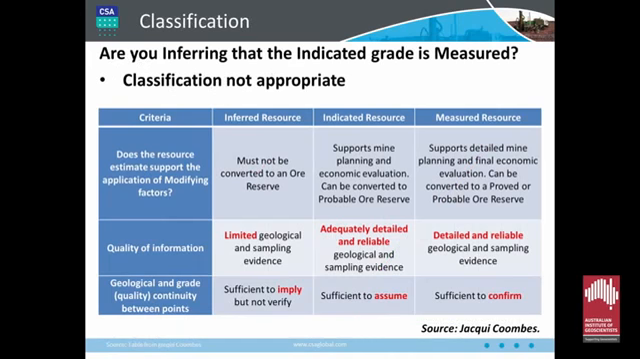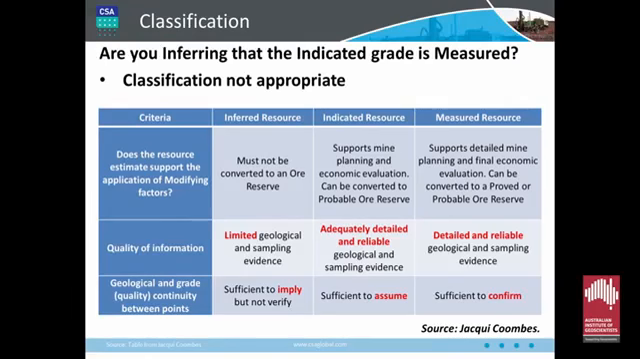And finally we get to classification, and this is a big bugbear that we have, that classification is often not appropriate. And I have borrowed this table from Jackie Coombs, who a lot of you will know, and really it summarizes the JORC code in one little table here. So you have your criteria down the left there, and increasing confidence in your resources, inferred, indicated, measured, going towards the right. And critically, quality of information there in the middle.